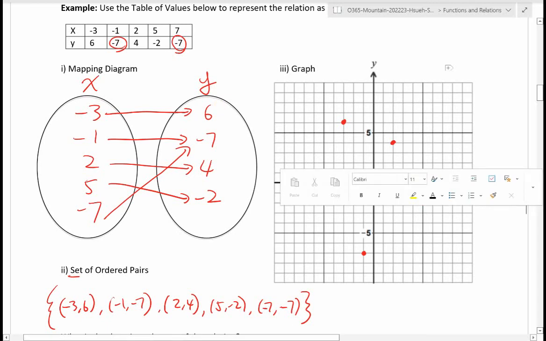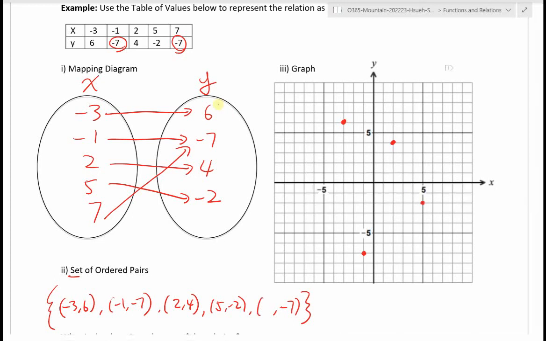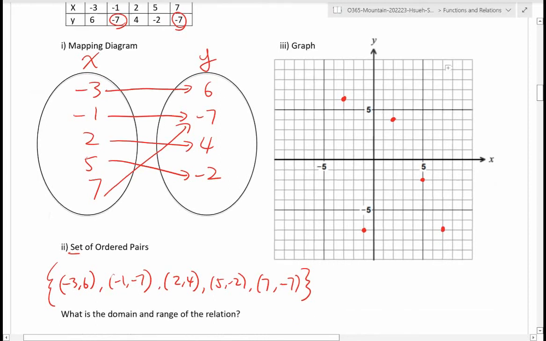Finally, oh my gosh, I made a mistake. I just realized that, hey, my x value is actually +7, not -7. Oh, my bad. Okay, so here we go, 7 and -7. There you go. That's better. Let me just double check once again. That is correct. Okay, there you go. So we have 5 points, and that's how you represent this relation as a graph, right? You just simply plot the points.